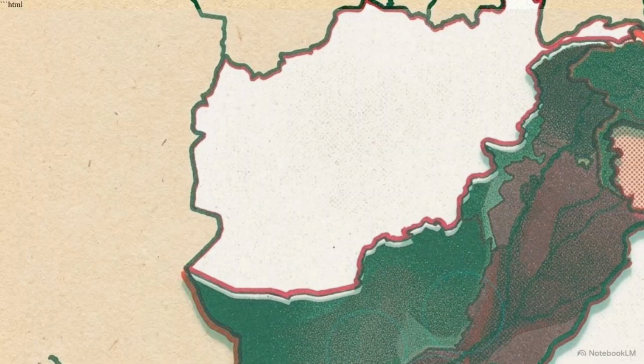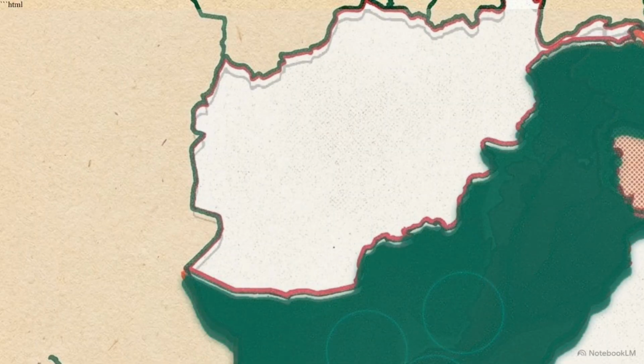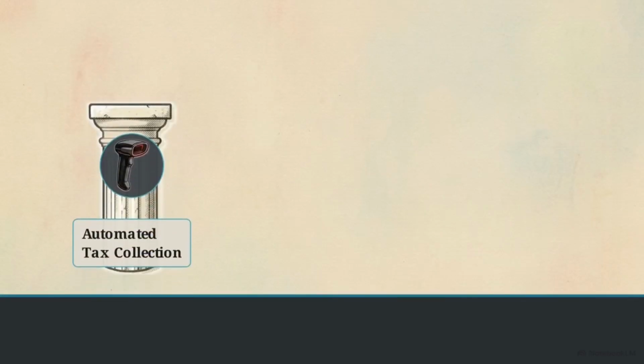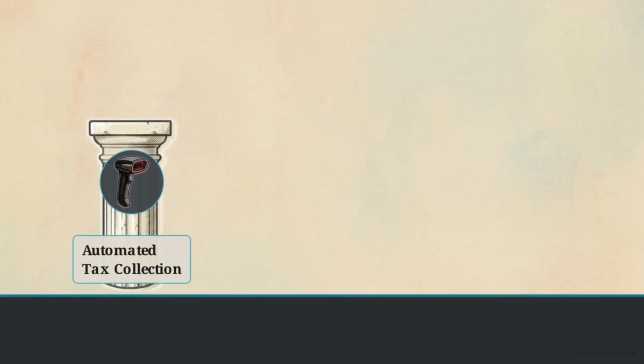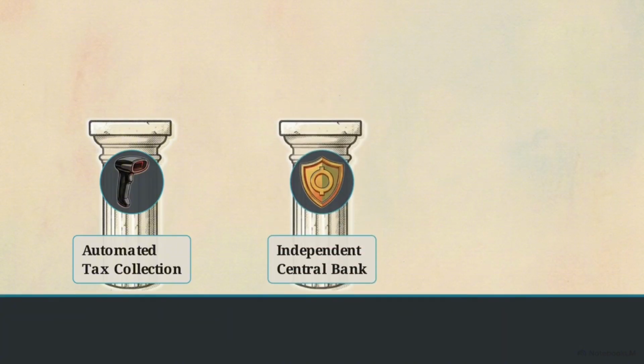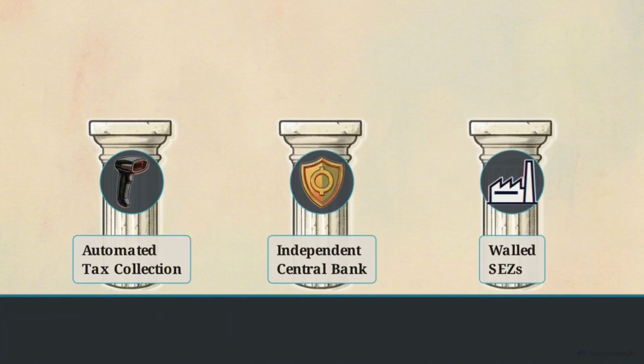This map visualizes the necessary result, a dual-track state. You leave the burdened, rent-seeking economy as it is, and you aggressively construct a new, legally insulated economy parallel to it. This rests on 3 pillars: automated production point tax collection to fund the state without negotiation, a fiercely independent central bank to protect the currency, and legally walled special economic zones to incubate complex manufacturing.